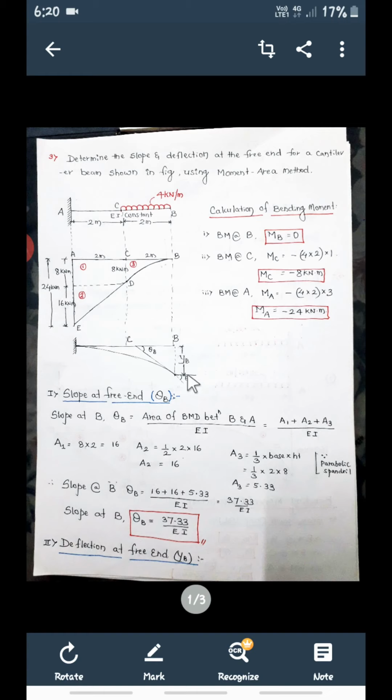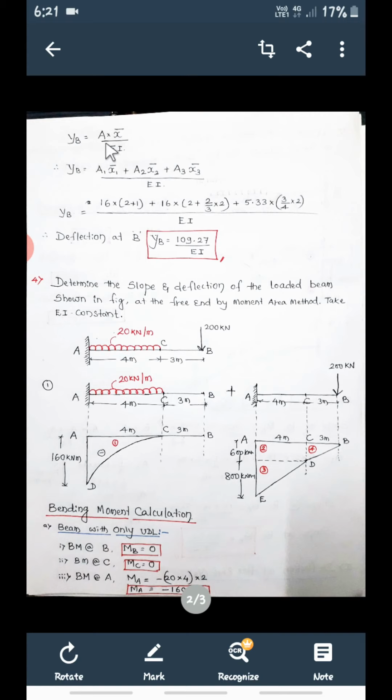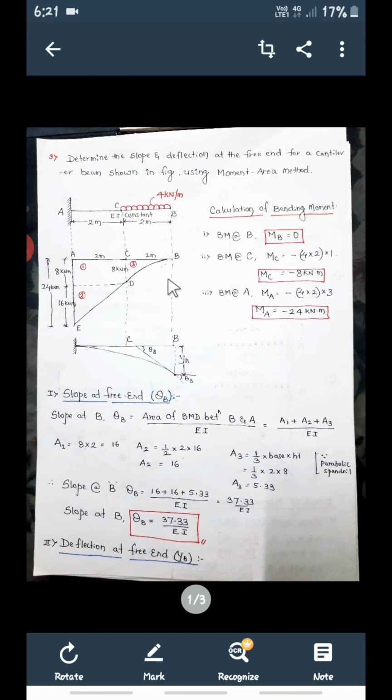Next, find out the deflection at the same point, that is at B. Now see, this is the deflection YB: how much the beam is going to deflect from the original position. So deflection at free end B is YB, and now the area is the same, between B and A. Again, the reference point is the same. We are finding the deflection at B, and where is the deflection 0? At A. So the area we have to consider is between B and A.